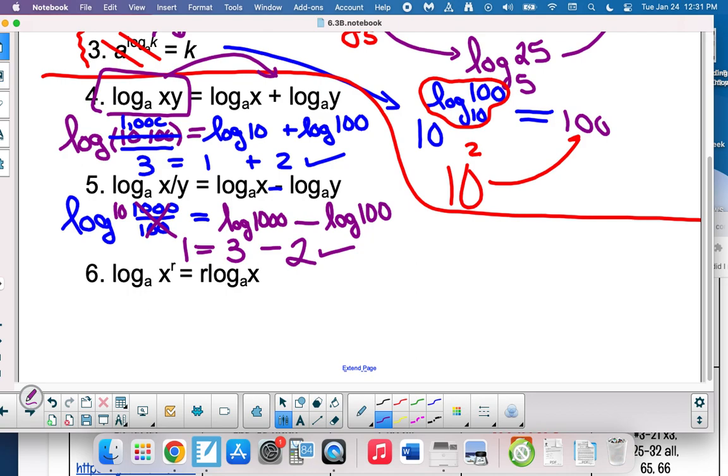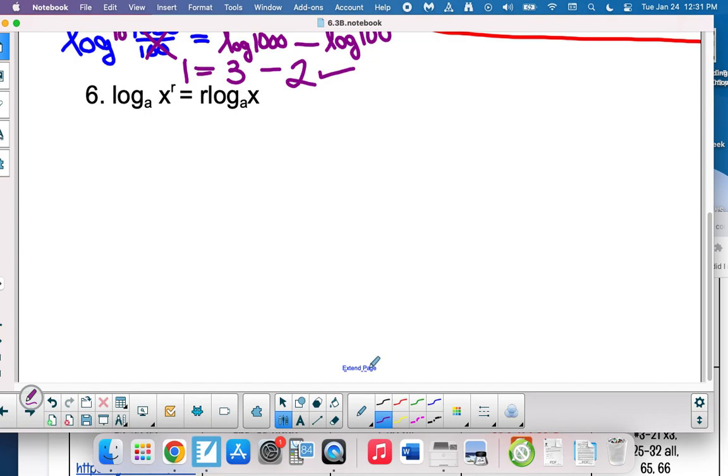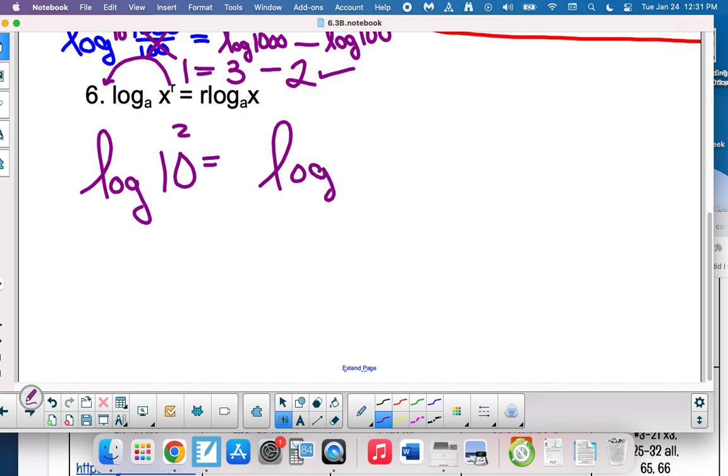All right, we're ready. This is it, last one. So if you take the log of x to the r, base A, it is the same as r times log of x, base A. This r goes where, guys? To the front. In the front. That's what they're trying to tell you. So if I did this, log of 10 to the second equals... okay, what would this be, guys, over there? 2 times... 2 in the front, log of 10. That's what the property says.